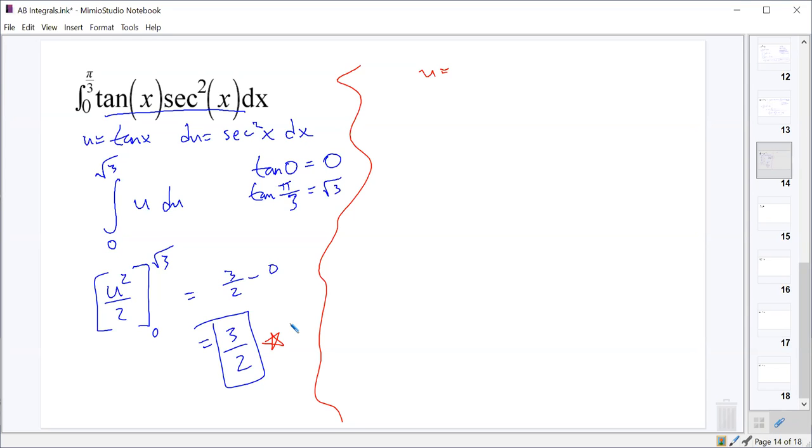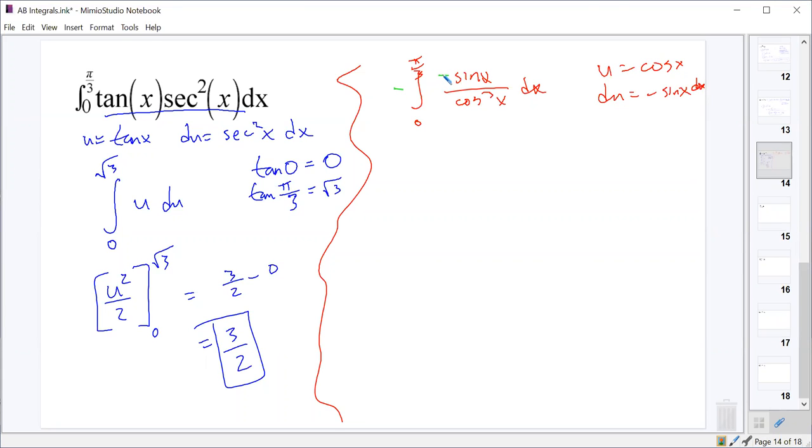Okay, that's going to be possible. True, right? We could. Let me rewrite this as an integral from 0 to pi over 3. If we rewrite it as sine x over cosine cubed x dx, we could let u equal cosine x, and then du would be negative sine x dx. Everybody agree with that?